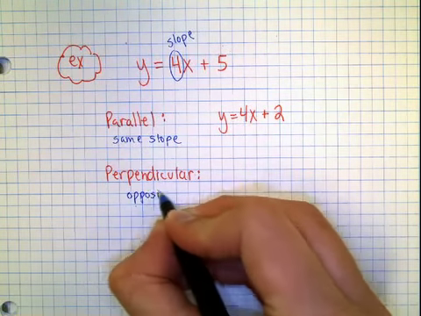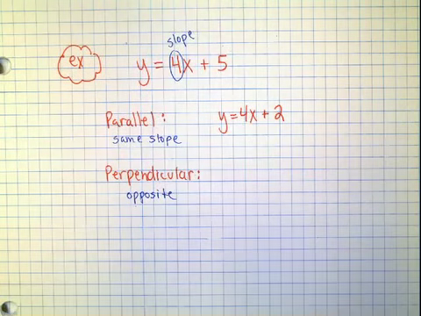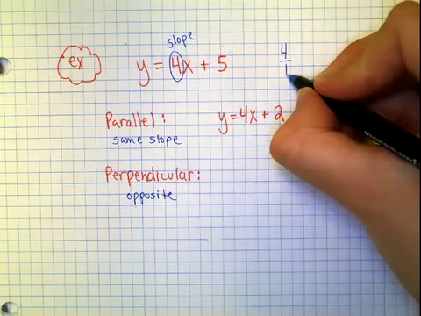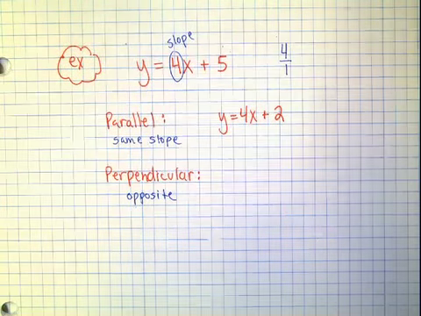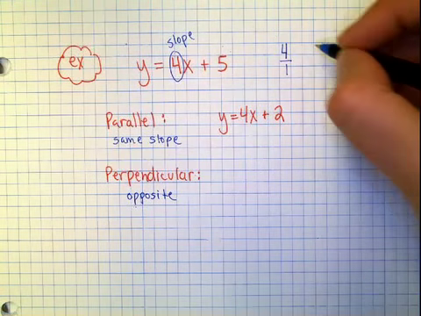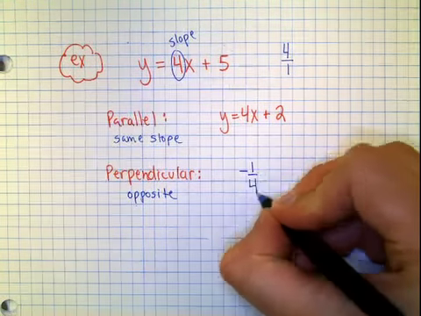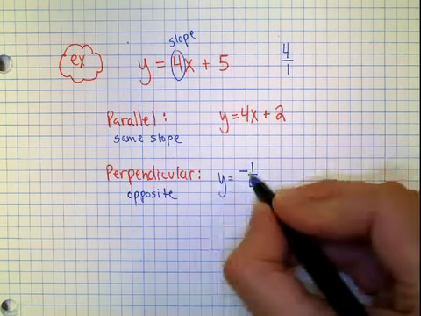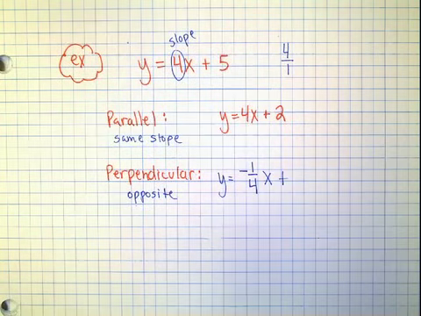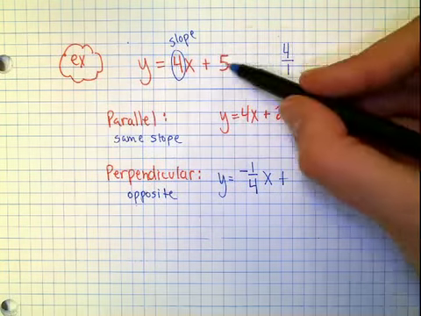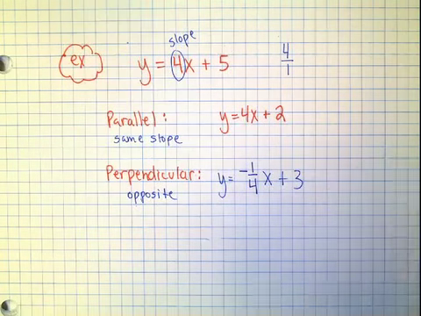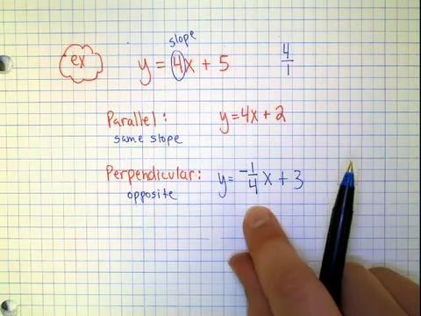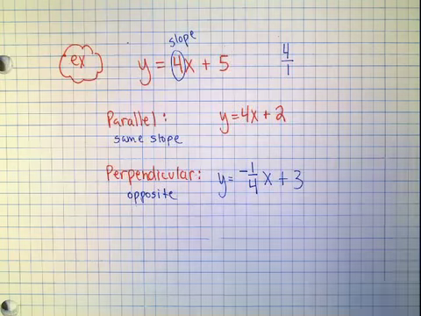Perpendicular has opposite slope. So opposite means we're going to have to flip it around. If this is a slope of 4, that's really 4 over 1. Up 4 over 1 on the graph. So what is the opposite of this? Negative 1 over 4. Negative and flipped it upside down. So my perpendicular rule is going to be y equals negative 1/4 x plus whatever starting point you want. You can keep it the same as the plus 5. You can make it a plus 3, a plus 7. Doesn't matter. But there's my opposite slope. There's my rule. y equals negative 1/4 x plus 3.